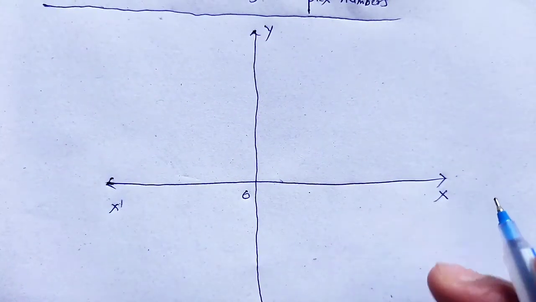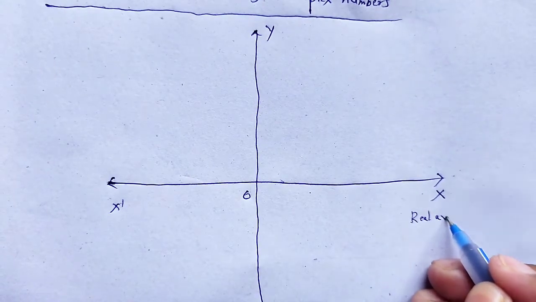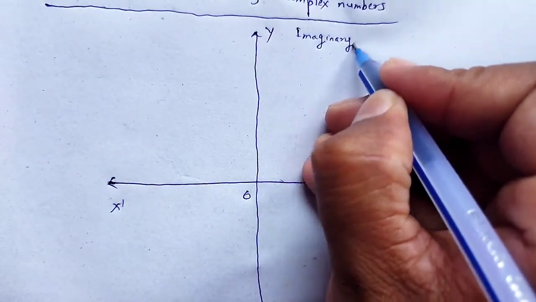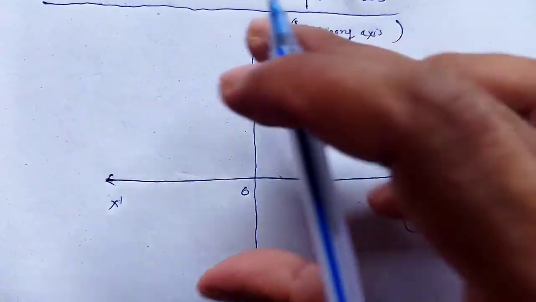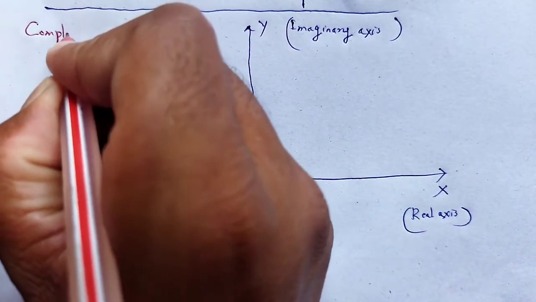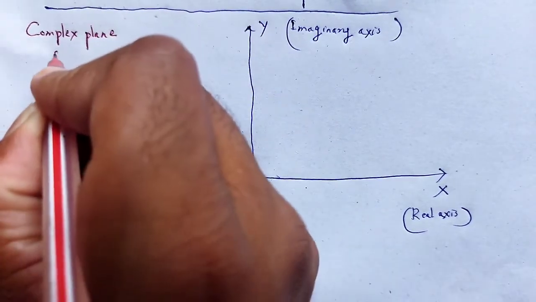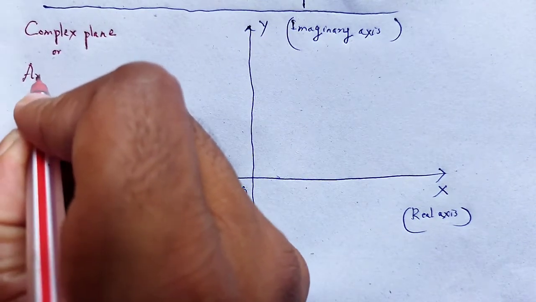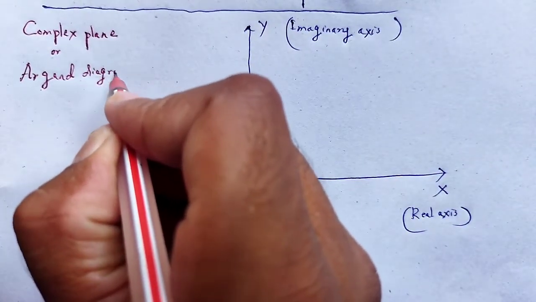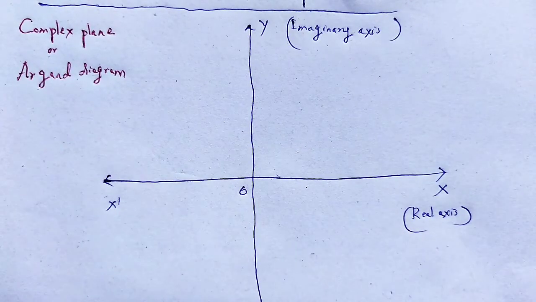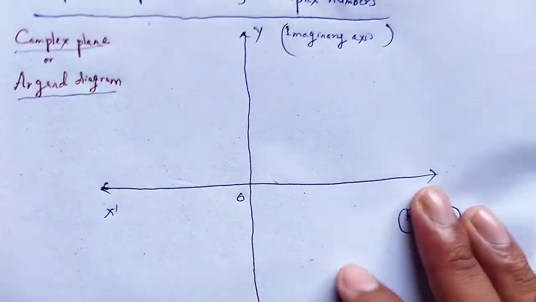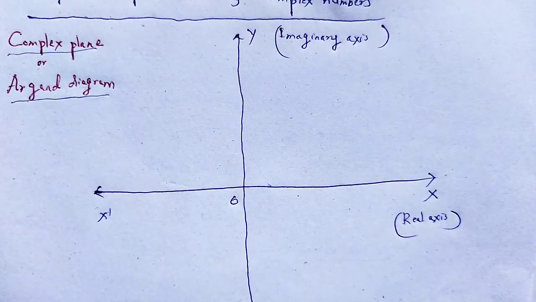That x axis stands for the real axis and y axis stands for the imaginary axis, and the plane on which these axes are drawn is said to be the complex plane, or we can say the Argand plane. That figure is said to be the Argand diagram, according to the name of the scientist Argand. On the complex plane, the two axes, real axis and imaginary axis, are perpendicular to each other.